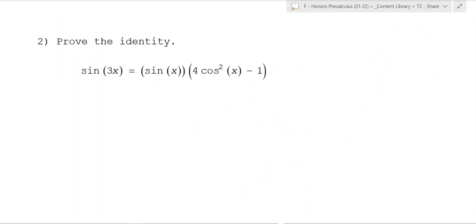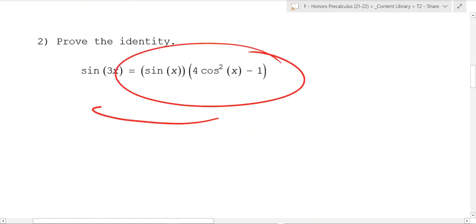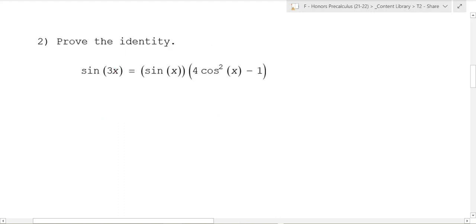So if we're going to prove this identity in question number 2, remember for proving an identity, you have to start on one side and go to the other. And I know I've said in the past that you're supposed to take the bigger looking thing and try to turn it into the smaller one, but in this case, you're going to go from the left to the right. You're going to start with sine of 3x. So we're going to start here and not touch the other side.